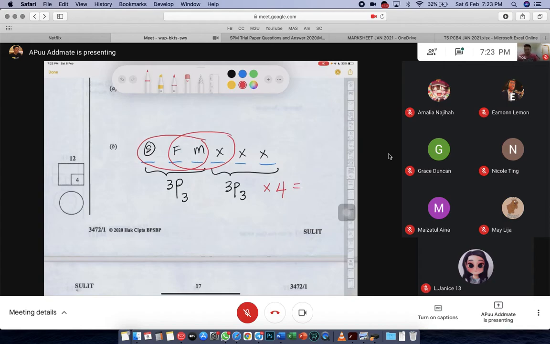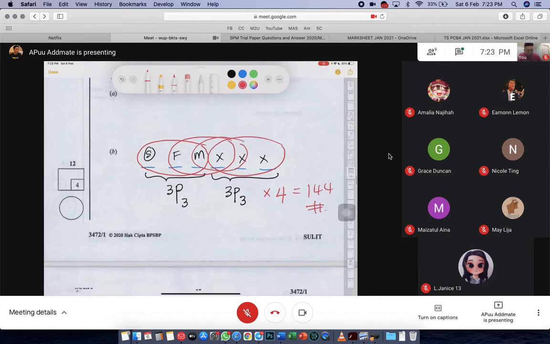Count for me. 144. Very good. So itulah jawapannya. Okay. So kenapa dia boleh move 4 times? So 1, 2, 3, 4. Okay. You ada 4 tempat dia boleh tukar, yang father, mother dengan the youngest child tu. Alright. Okay. So itulah jawapan kamu, 144.